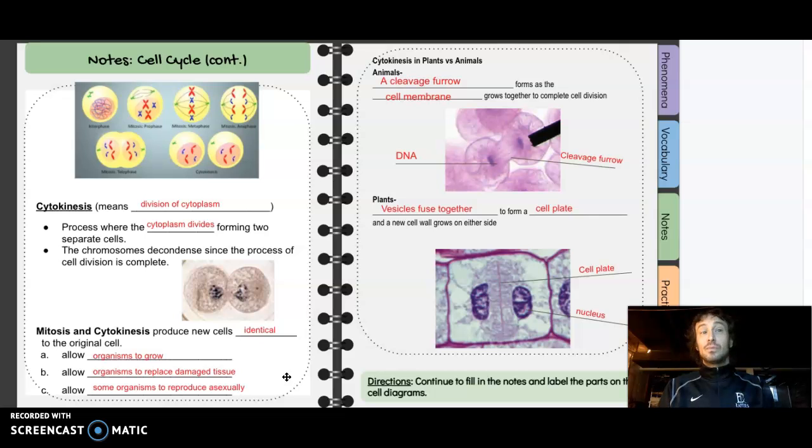This allows, remember, organisms to grow, organisms to replace damaged tissue, and organisms to reproduce asexually. In other words, to add cells so you can get bigger. Okay, there is a little difference, in eukaryotic organisms, between plant and animal cells in terms of their cytokinesis, so just be aware of that.